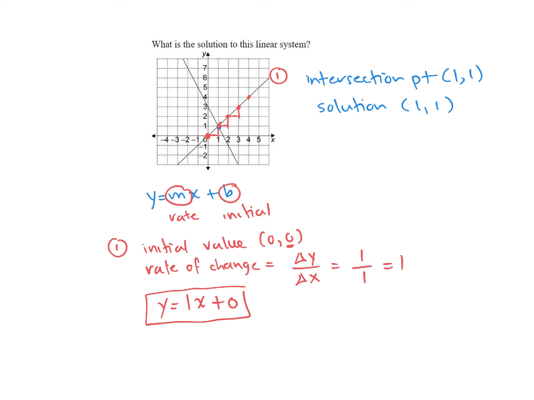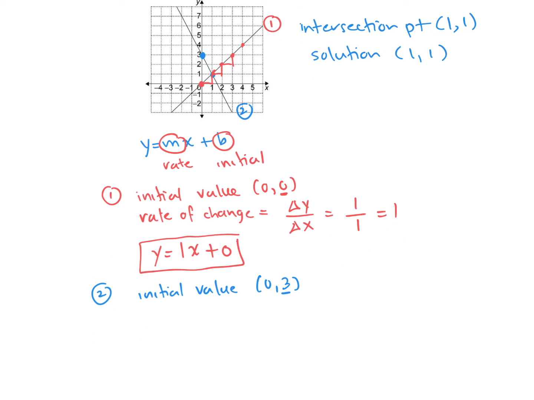If I do the second line, it has initial value at 3. We'll call this line 2. So line 2 has an initial value at 3. So that point would be (0, 3). Initial value of 3. What is the rate of change? Well, it's going down, so it's negative.